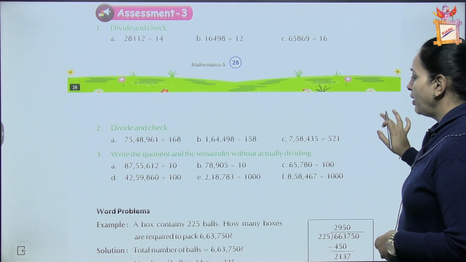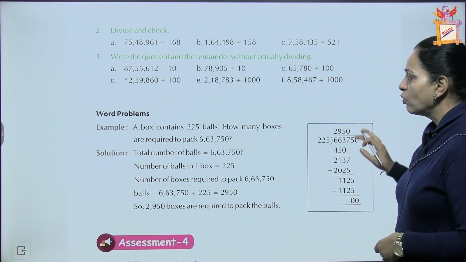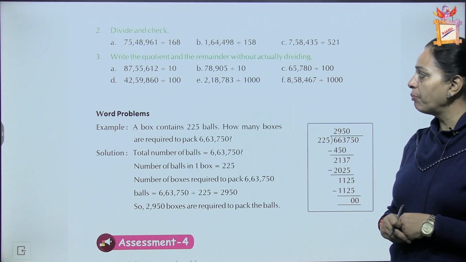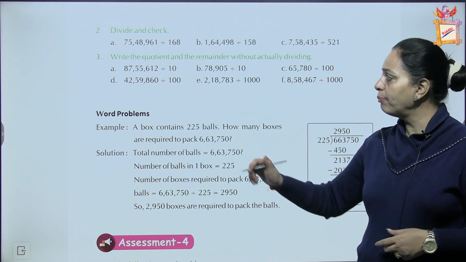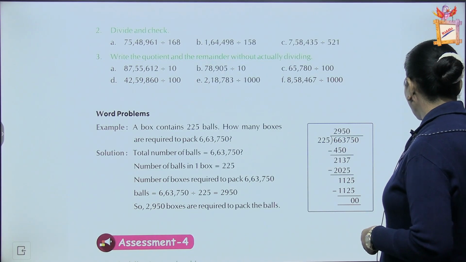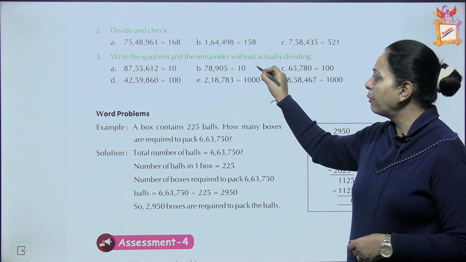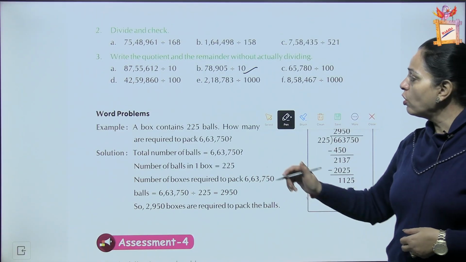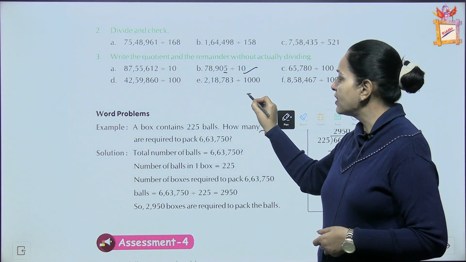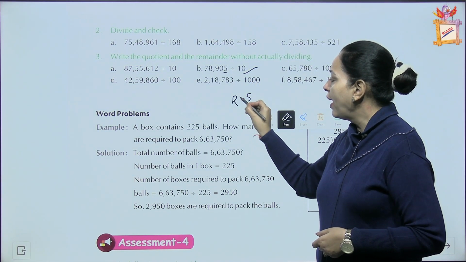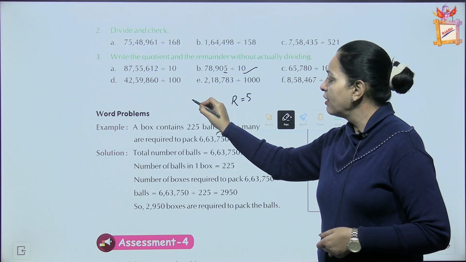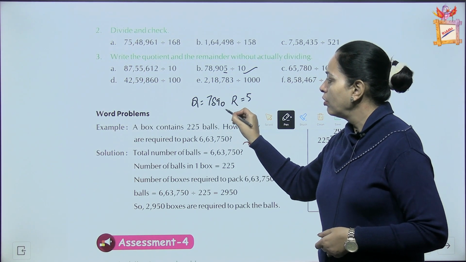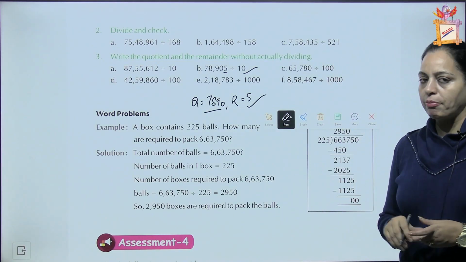Similarly, you can try the remaining parts. Second question also, you can do it. Now third question, write the quotient and the remainder without actually dividing. Like B part, 78,905 divided by 10. See, we are dividing by 10, so the last digit, meaning the one's digit, is the remainder and the remaining digits form the quotient. So this is the quotient, this is the remainder.